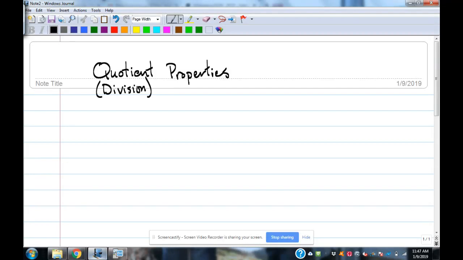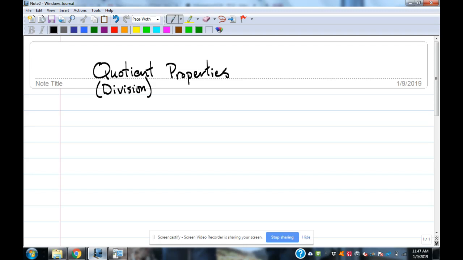All right, so we're going to talk about quotient properties today, and quotients are just the answer to a division problem. So nothing fancy about that, just the word quotient is related to the word product. Product is the answer to a multiplication problem. Quotient is the answer to a division problem. So we're going to talk about the properties of exponents when we're dealing with quotient properties.